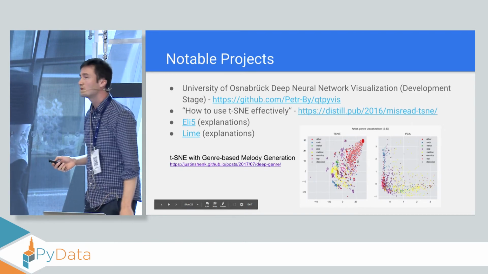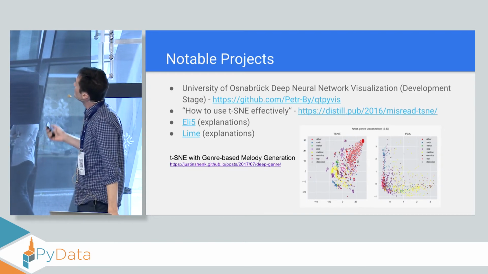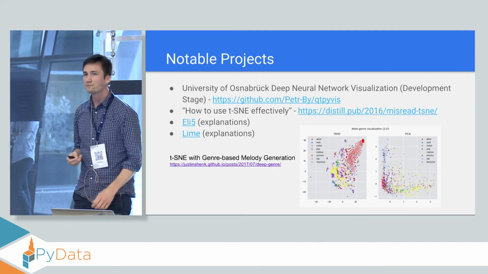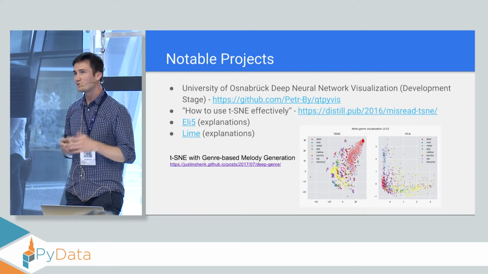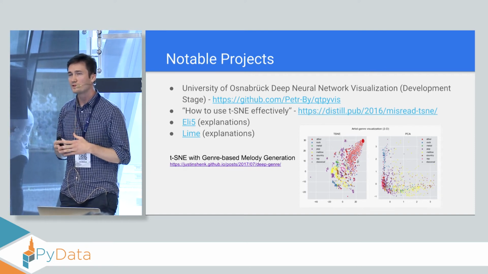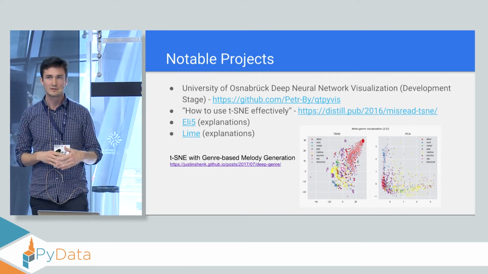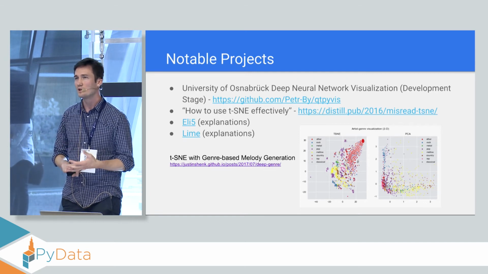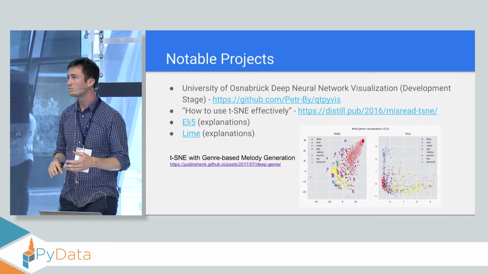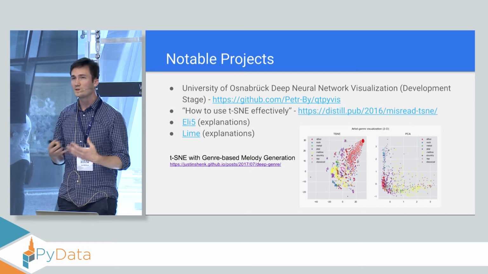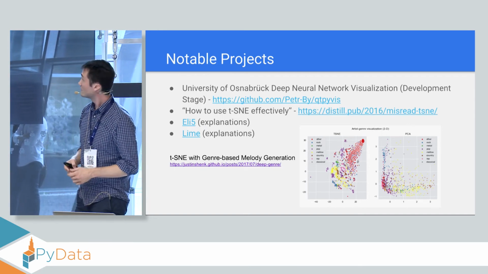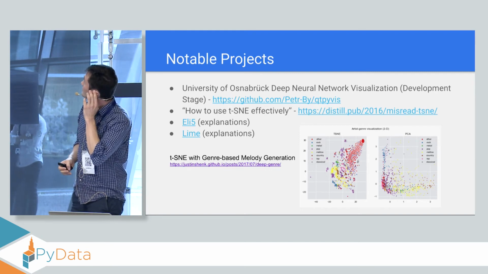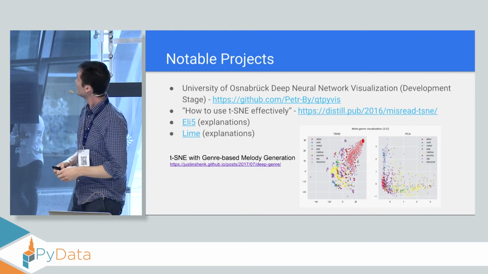So other notable projects include the University of Osnabrück. A colleague of mine here is helping to develop a platform. It's a PyQt visualization that'll take any neural network model, whether it's in Caffe, Torch, TensorFlow, and so forth, and be able to visualize live the unit activations. It's very early in development stage, so we started about a month ago. But you can check out the GitHub, make a pull request.